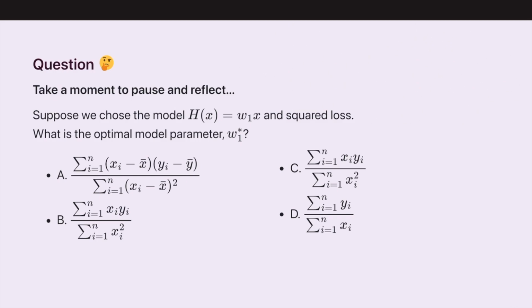To do that, we'll think about this question. Suppose we choose the model hypothesis function h of x equal to w sub 1 x and squared loss. So far everything's staying the same, except we're not dealing with an intercept anymore. Right off the bat, and I apologize for this, b and c are the same, so maybe we can just not think about this right now.